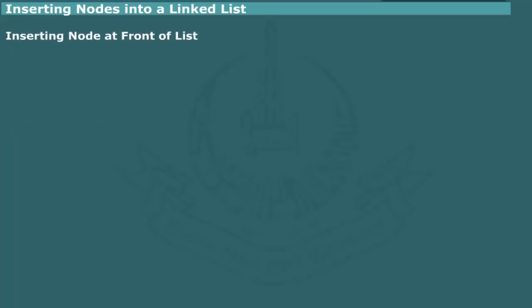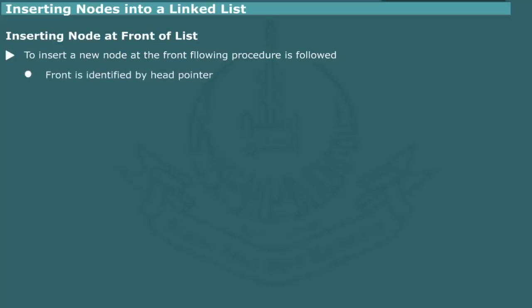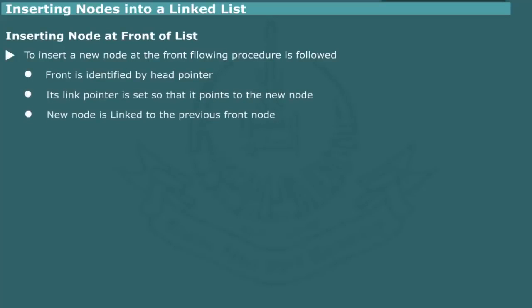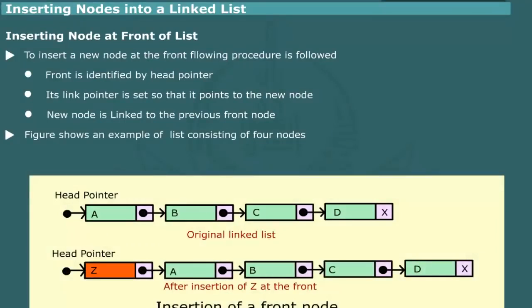Inserting node at front of list. In order to add a node at the front of a list, we create a new node and set its link pointer to point to the pre-existing first node. The front is normally identified by the head pointer. Thus, the head pointer is reset so that it points to the new node. The figure shows an example of a list consisting of 4 nodes containing letters A, B, C and D, to which a new node Z is added at the front.